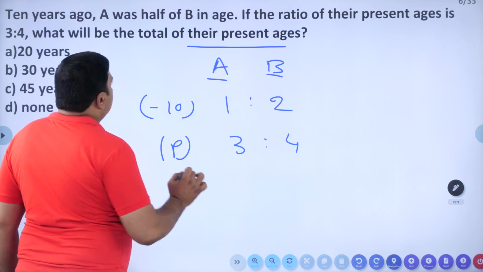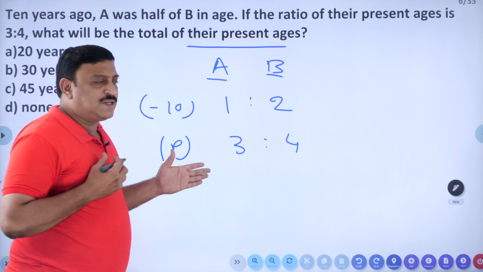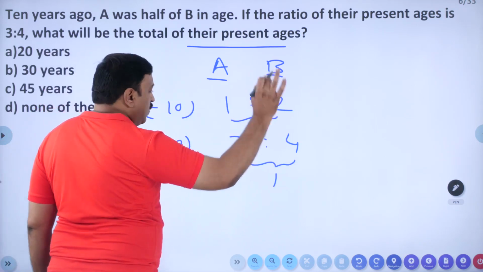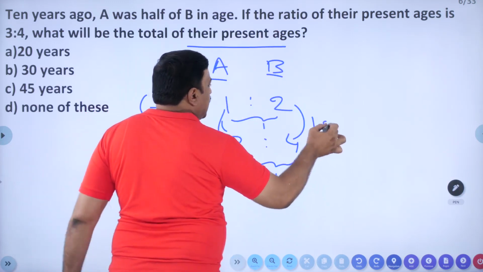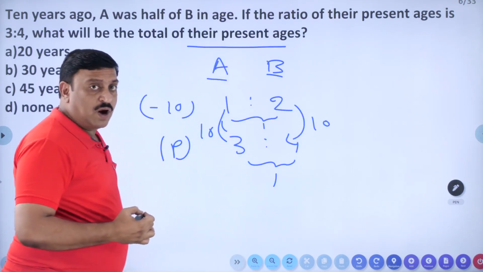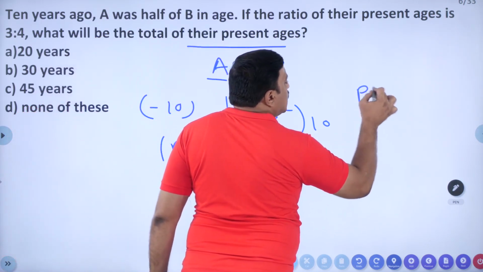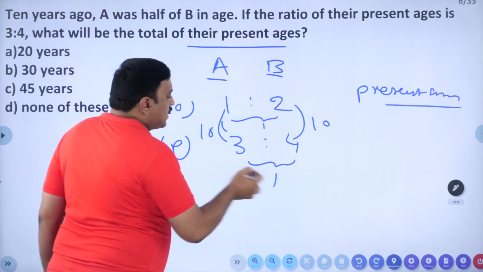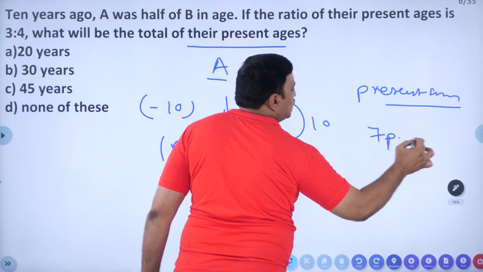What is this one? Then total sum of the ages. Do you see this one? Just by seeing you can see the answer. There is difference here, one part. This is here, one part. So go directly. How many years? The difference is 10 years and here also 10 years. So directly, what we have to find out is the total of the present ages. Present sum is how many parts? This present sum is 3 plus 4, 7 parts. 7 parts is an answer.